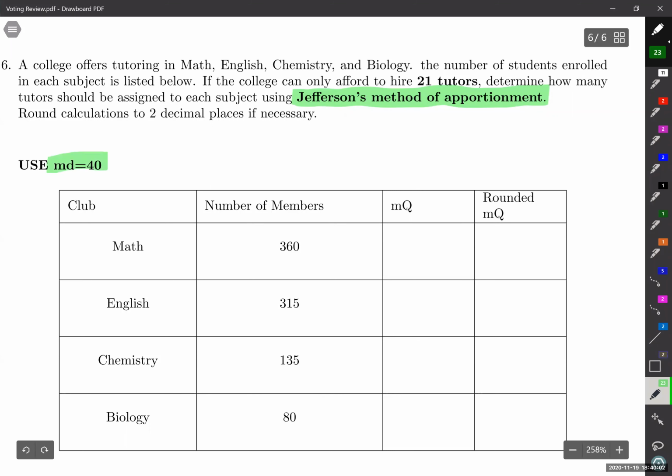So the way you find the modified quota, MQ, is you take the number of members and you divide it by the divisor. So here I would write 360 divided by 40, and we have been asked to, wherever necessary, round to 2 decimal places. So if we do need to round, let's do so to 2 decimal places.